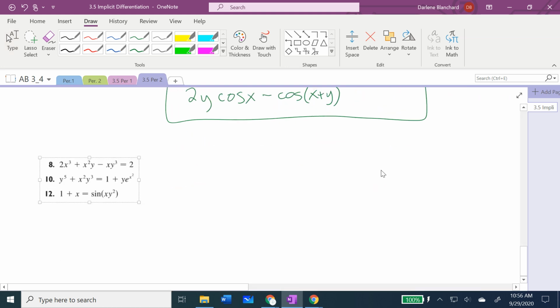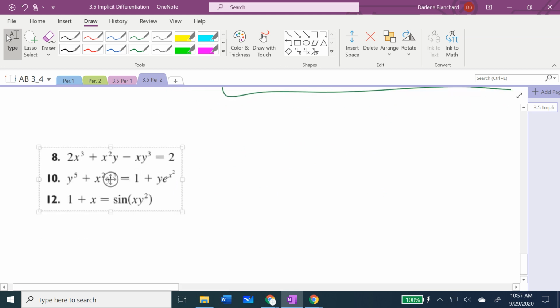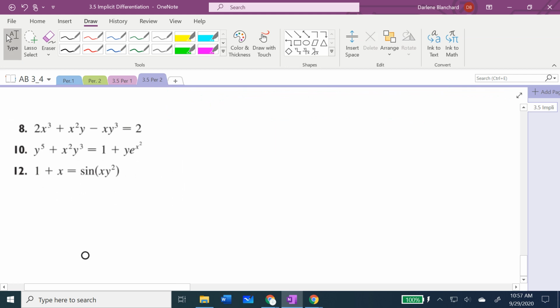All right. Continuing on. For number 8, in order to find dy/dx, those are the directions, by the way, I need to d/dx both sides of the equation.